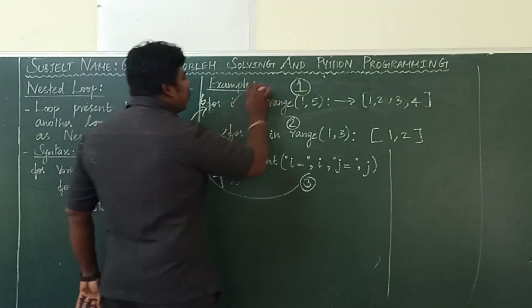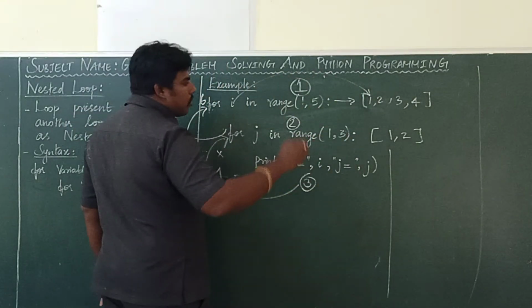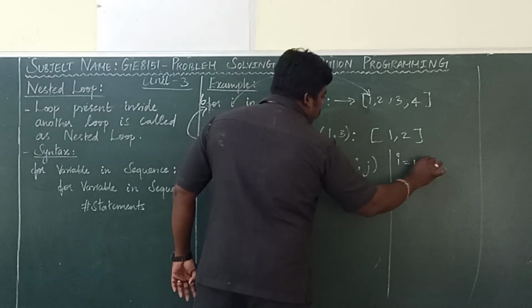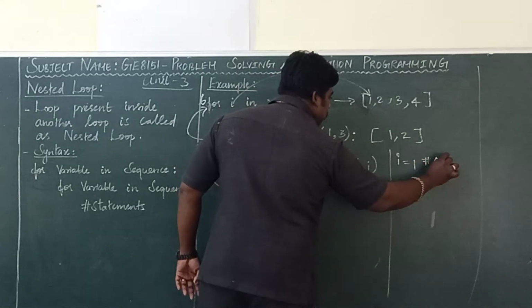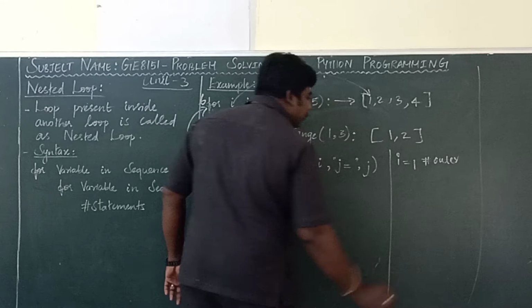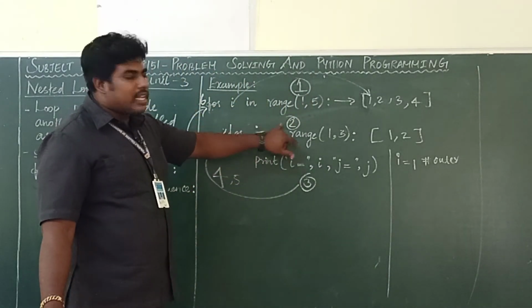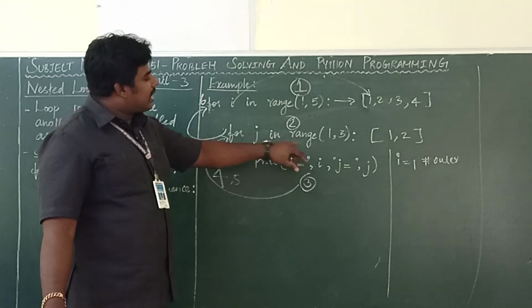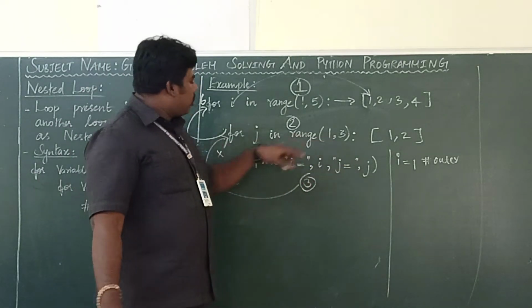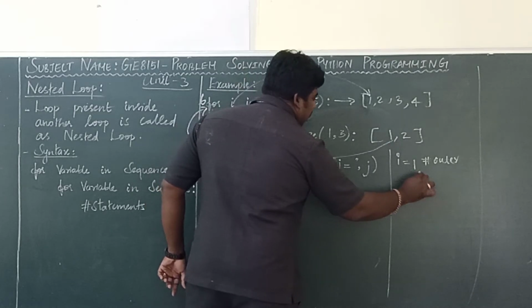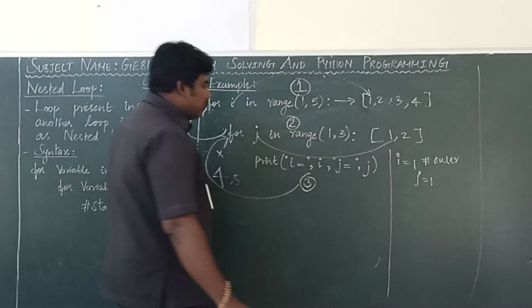What's the I value now? The I value is 1. This is the outer loop. Okay, what's the next step? This step: for j in range of 1 comma 3. Now what's the j value? J value is 1, j equal to 1.